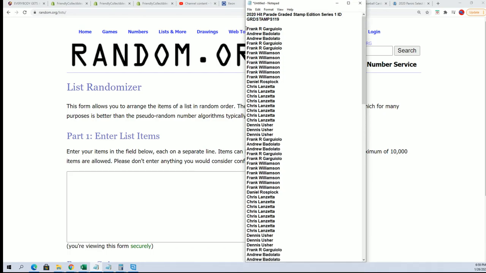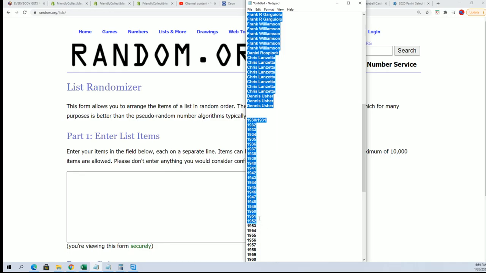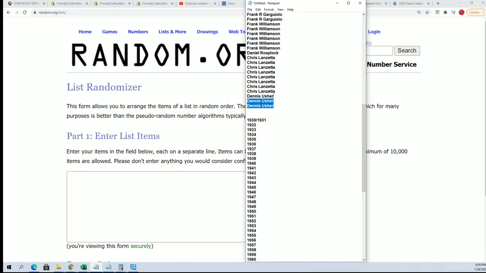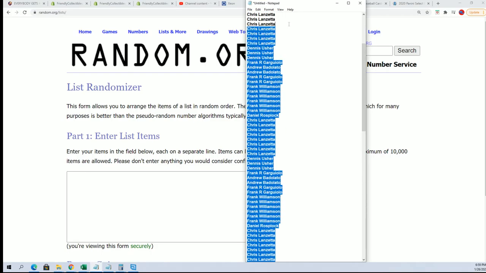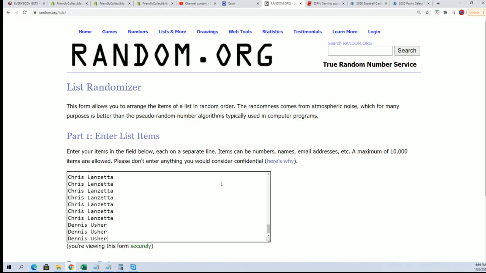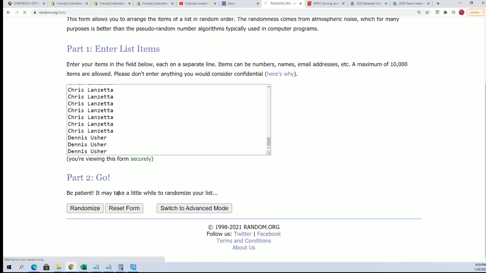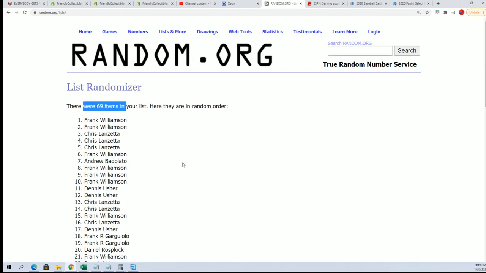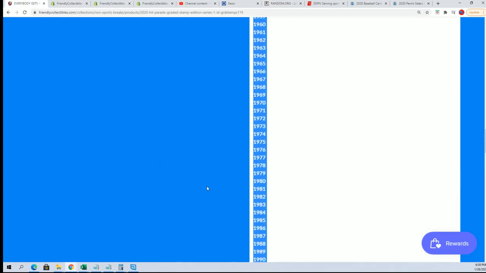So here we go. We're gonna randomize the owner names of everybody in the break. We're gonna randomize the dates and stack the two lists up side by side. So here we go, seven times. 69, I believe, is the right number.